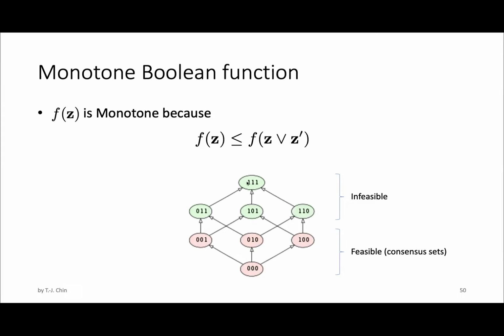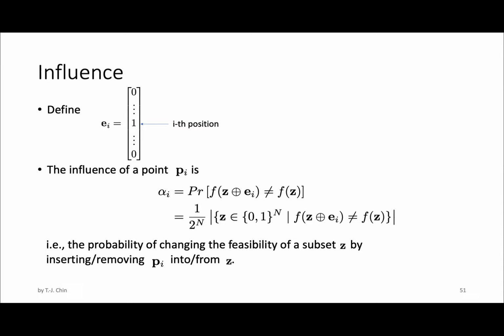If Z doesn't represent a consensus set, then the feasibility value is one. So we can say that the function F is monotonic, or monotone, because if I give you a Z and then I OR that Z with another Z, the feasibility cannot improve. It can only become infeasible. It cannot become feasible by adding points. When you make it as tight as possible and then you throw in more points, you can never make it tighter. You can only stay the same or grow bigger. That's what this is saying. So F is a binary function that's monotonic. This is the key feature that we use in our work, given that setup.